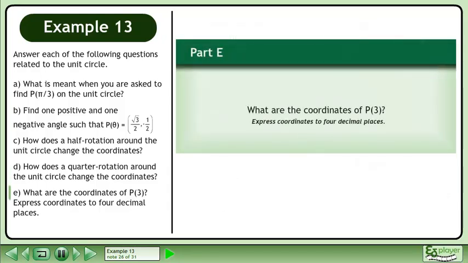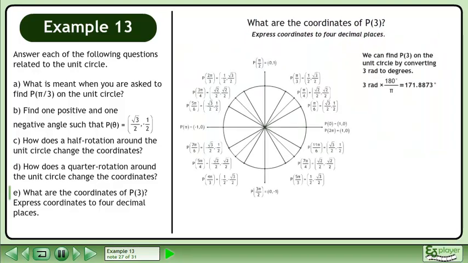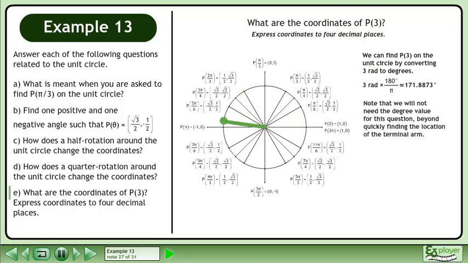Now we'll move on to Part E. What are the coordinates of P at 3? Express coordinates to 4 decimal places. We can find P at 3 on the unit circle by converting 3 radians to degrees. This gives us 171.8873 degrees. Note that we will not need the degree value for this question beyond quickly finding the location of the terminal arm.